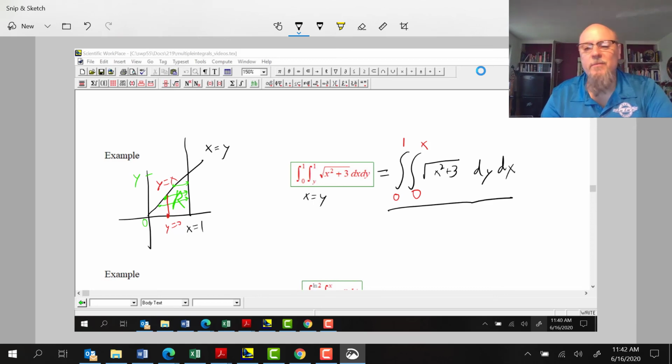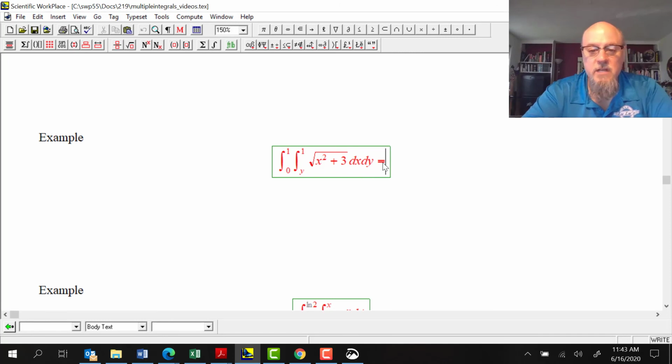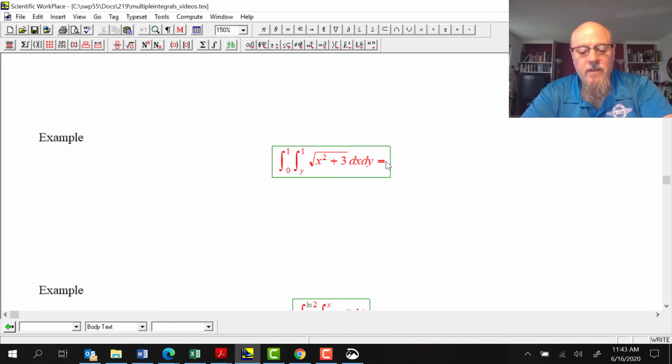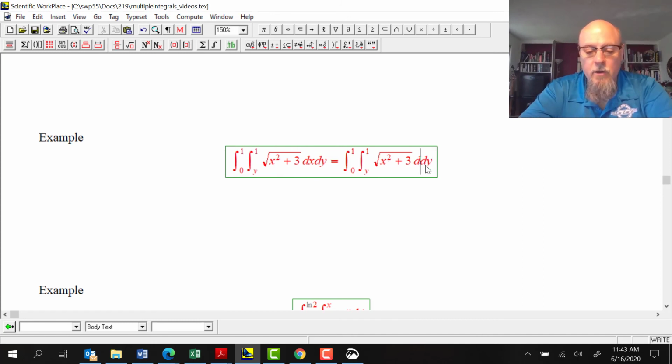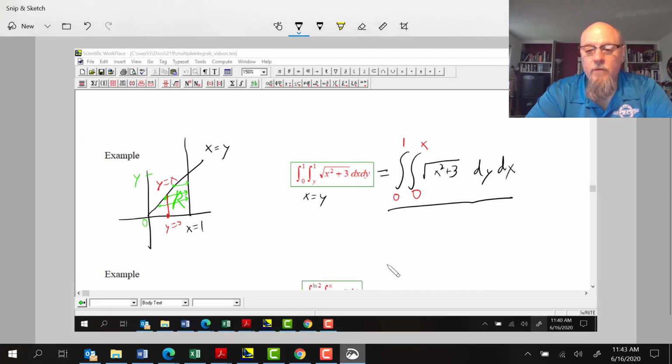Again, don't be one of those people that try and skip the drawing of the picture and try to imagine it. You're just asking for yourself to screw it up. Draw the picture. Read from the picture. Anyway, let's see what we got here as far as we can do this. The picture shows me that this is the same thing, but I'm going to go y first and then x. 0 to 1 for the x's, but 0 to x for the y's.